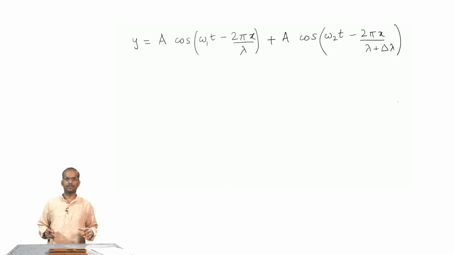Now I have a resultant, or the sum of two waves. The first one has wavelength lambda, and the second one has wavelength lambda plus d lambda.